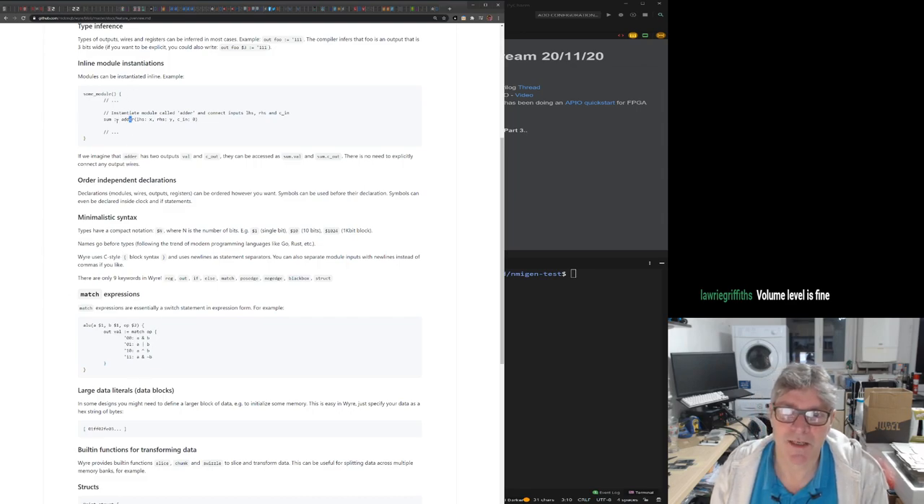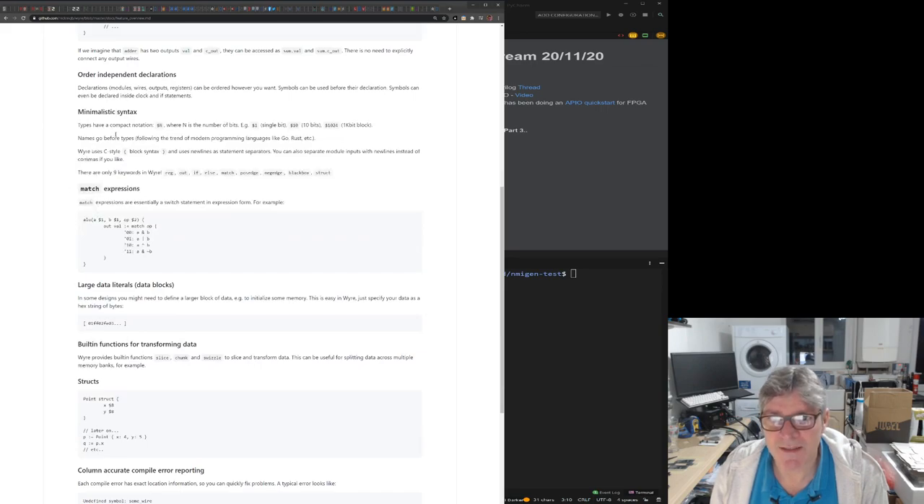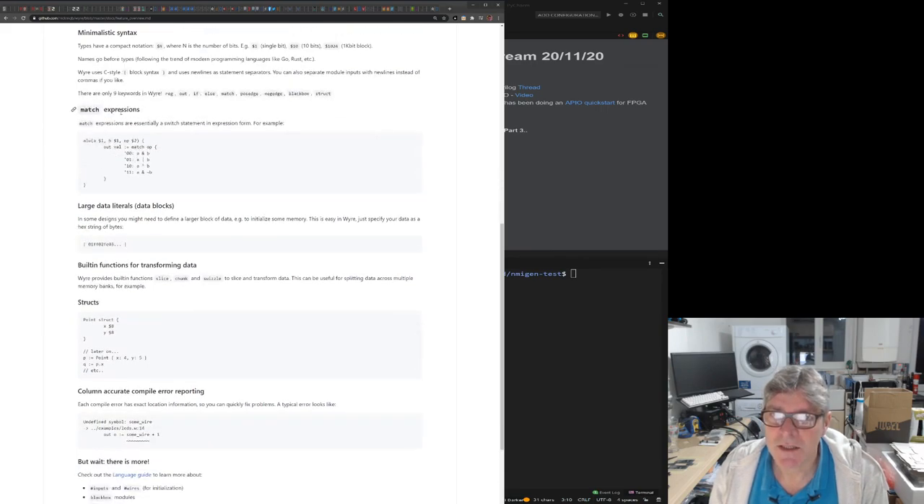Maybe you know. This colon equals, where did that come from? Was that like a Pascal thing originally? I'm sure it used to be pronounced as "becomes equal to", i.e. for mutable variables. Anyhow, I see they use that. Minimalistic syntax. Types have compact notation: $n, where n is the number of bits. Names go before types.